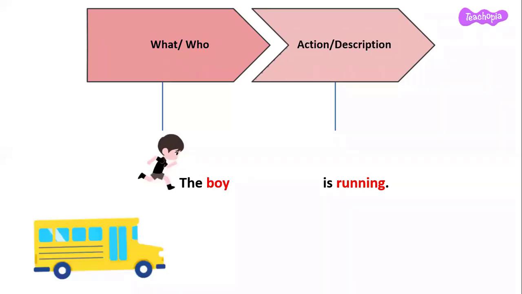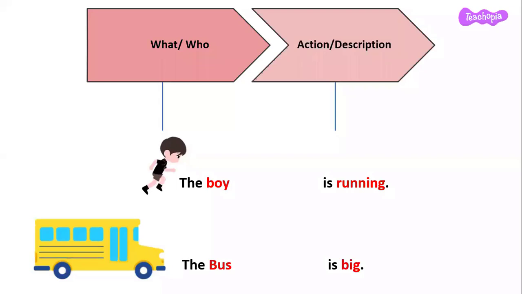Let's look at another example. Here, I'm talking about the bus. What is the quality about the bus that I want to describe? It's that it is big. So here, my sentence will be the bus is big. So here we have seen how by adding information using the first block and the second block, we can combine our information to form a sentence.